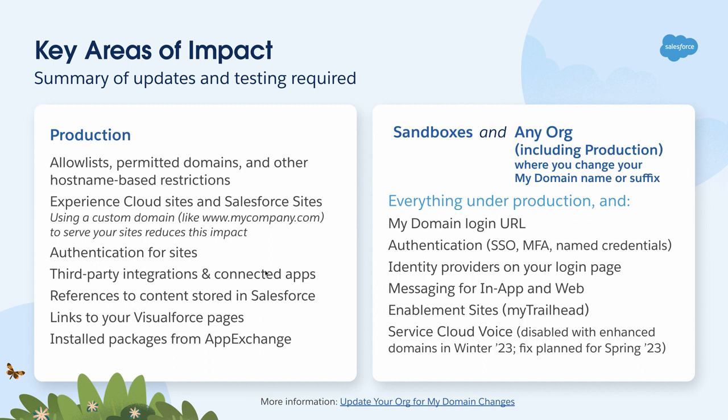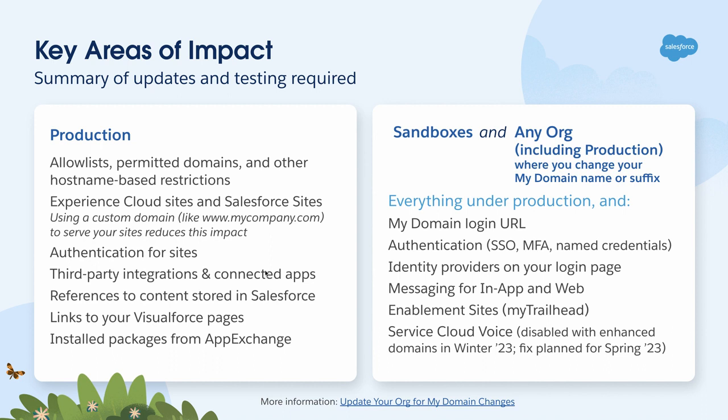Likewise, if you allow your users to log in with an identity provider such as Google or Facebook from your My Domain login page, those need to be updated as well because now you're using a new login URL. If you're using messaging for in-app and web, your existing deployments need to be redeployed after you deploy enhanced domains. Now, if you use enablement sites, which were previously known as My Trailhead, those are often tied to a login URL, so you need to contact our support to get that updated. Also, if you use images stored in Salesforce for your badges, those need to be updated too.